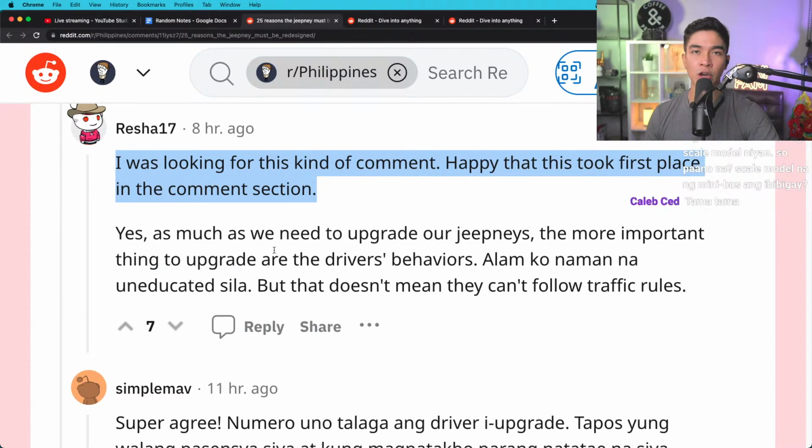Yes, as much as we need to upgrade our jeepneys, the more important thing to do is to upgrade the driver's behaviors. Alam ko naman na uneducated sila, but that doesn't mean they can't follow traffic rules. May ganun din na angle, di ba?